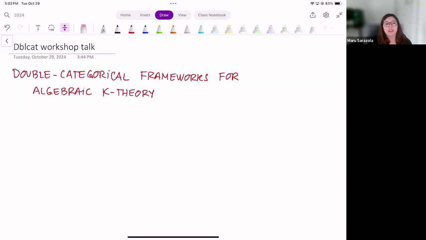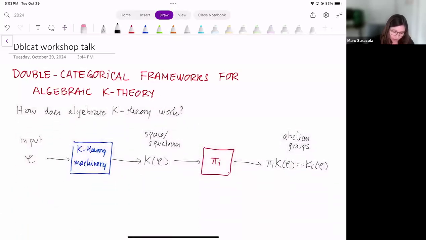So what I'm going to do is give a panoramic view of what we are trying to do when we do algebraic K-theory and what frameworks are classically available to us when we do that. And then we will bring some squares into the story. I want to start by saying something about how algebraic K-theory works. What we typically have is some kind of categorical input that we care about. So these are the things that you want to study.